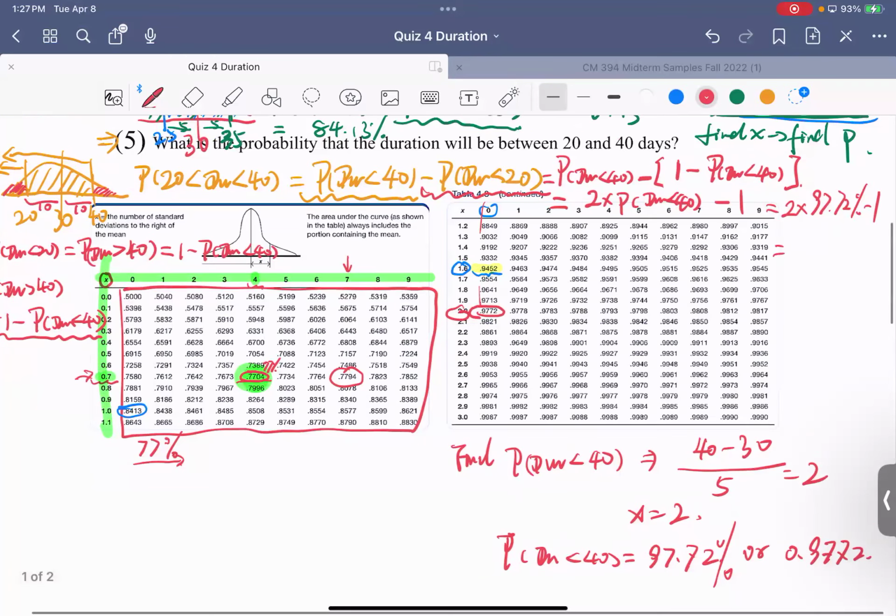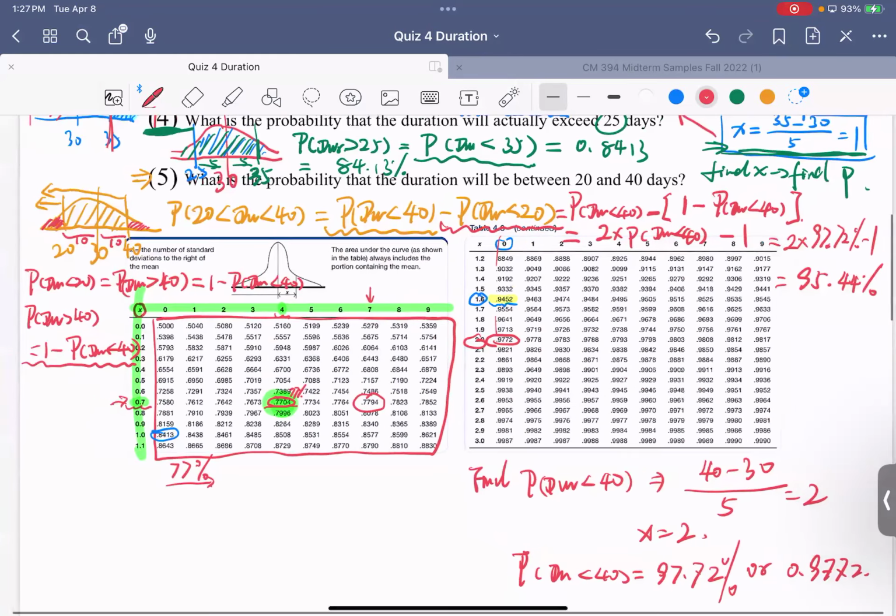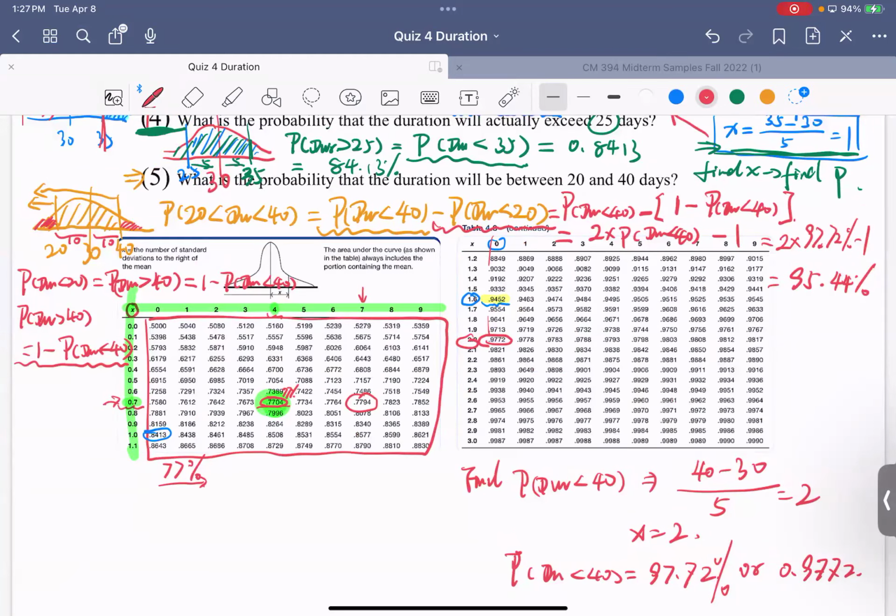Because here is minus, then you have plus. So you have 2 times the P, the 2 put together is 2 times, right? Just mathematically. Or you can put in numbers and you will find the same thing. Is that 97.72? It's 2 times 97.72 minus 1. Yes, you get 95.44. Or minus 100 is the same thing. If you prefer 100 percent, it is the same thing.